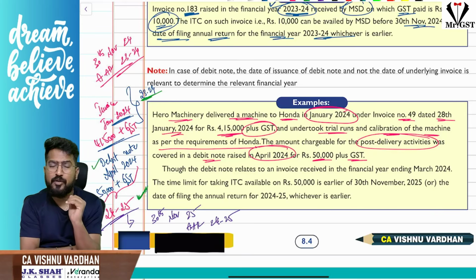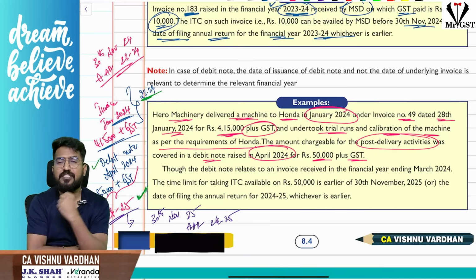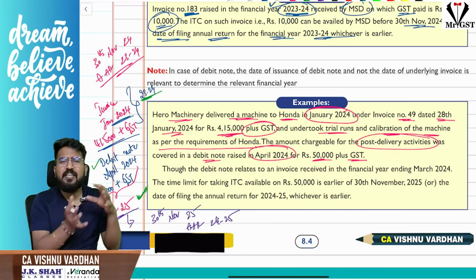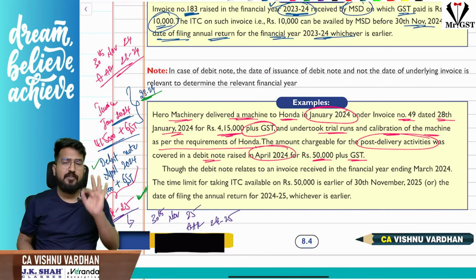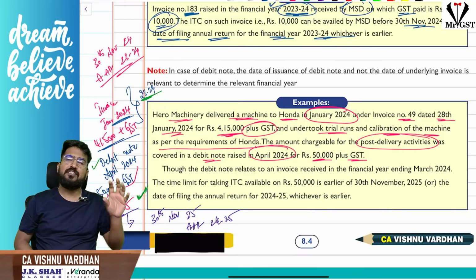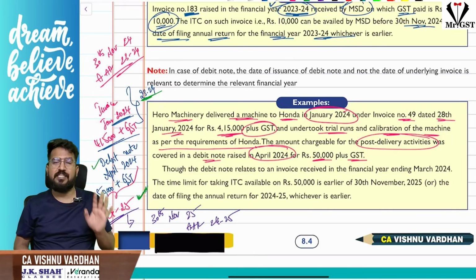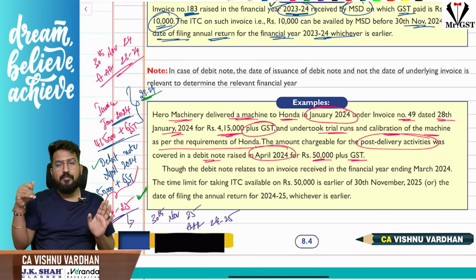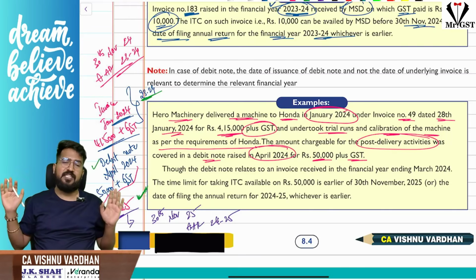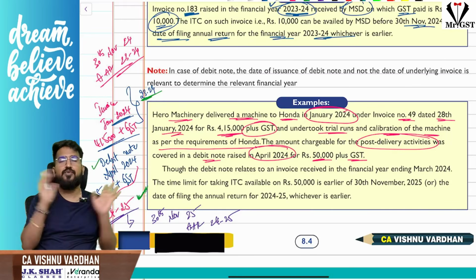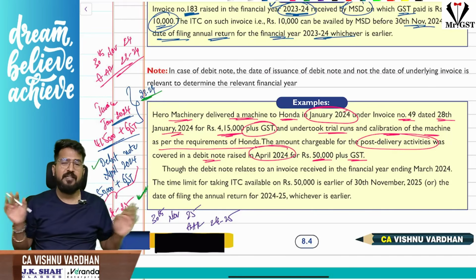But for the debit note, what is the relevant financial year we should consider? Should we consider the invoice financial year or the debit note financial year? That is the concept. Sir, for the invoice, the relevant financial year will be the year in which the invoice is raised. Same way, for the debit note, the relevant financial year will be the financial year in which the debit note was raised. Okay, don't link this to the invoice financial year, please. That is the concept.